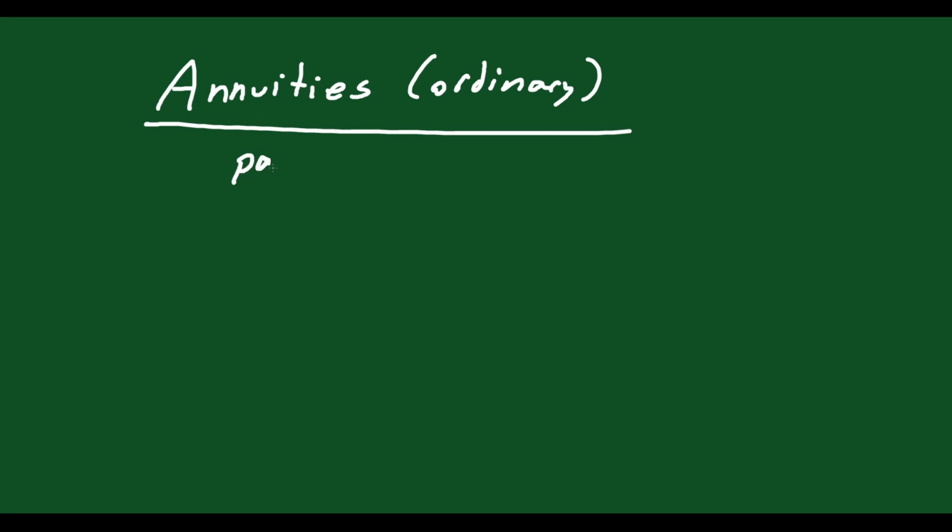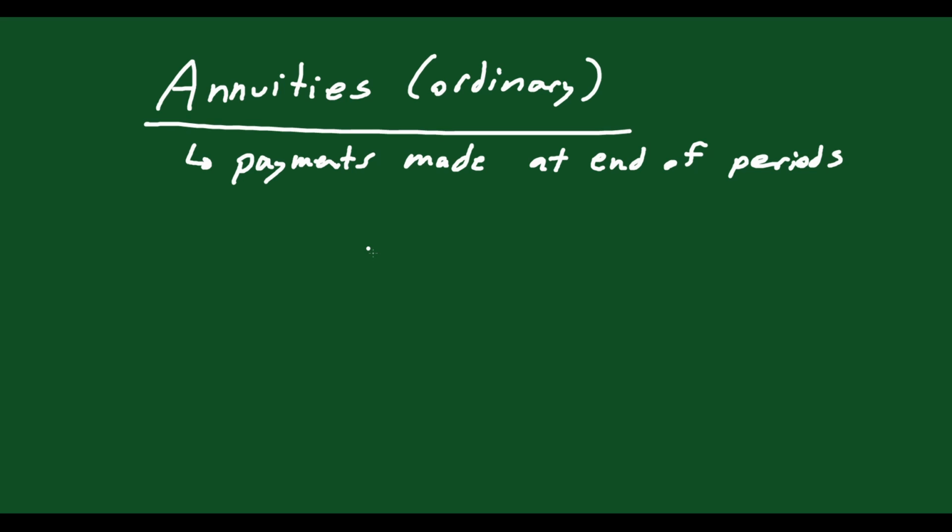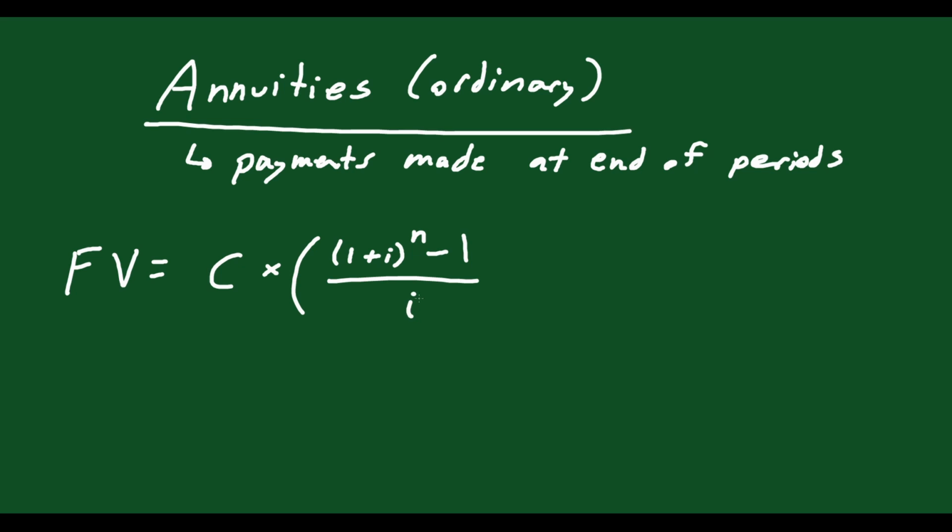So I'll say payments made at end of the periods. So for example, if you're getting a payment every month and it comes at the end of the month, then that would be an ordinary annuity. And we have a couple equations to represent these scenarios. One equation is FV, or the future value, is equal to C times 1 plus I to the exponent n minus 1 divided by I.